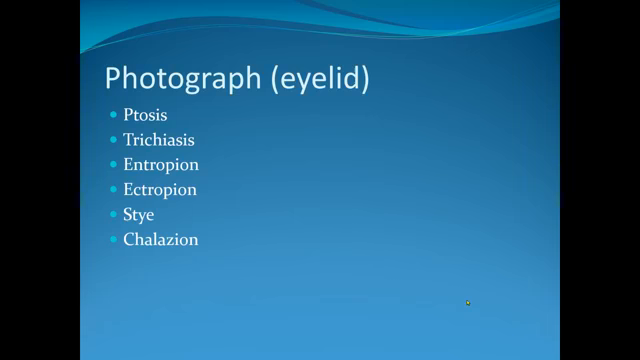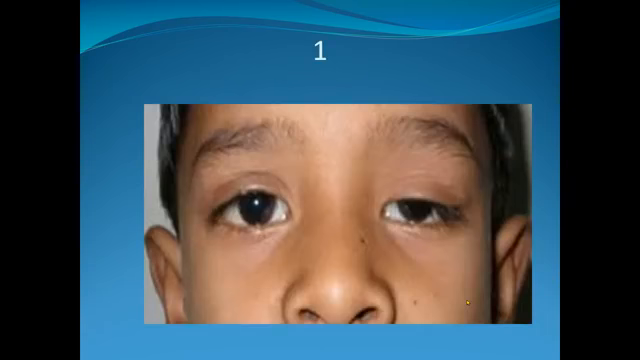Another photograph. What is it? In the left eye, there is a drooping of the upper eyelid. What is the diagnosis? There is a ptosis in the left eye. Diagnosis is ptosis.